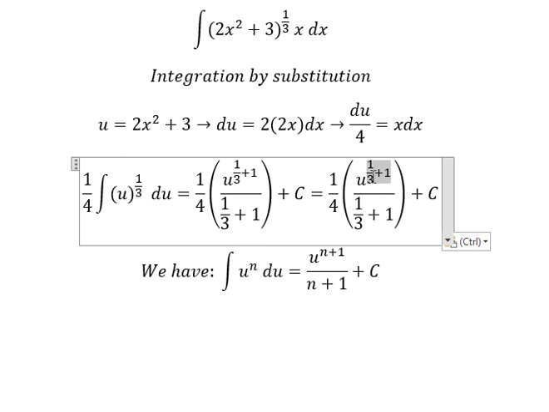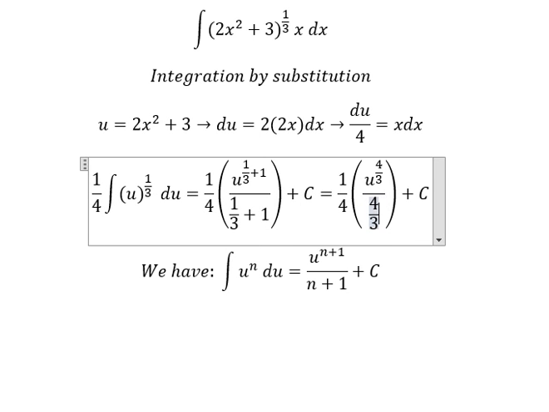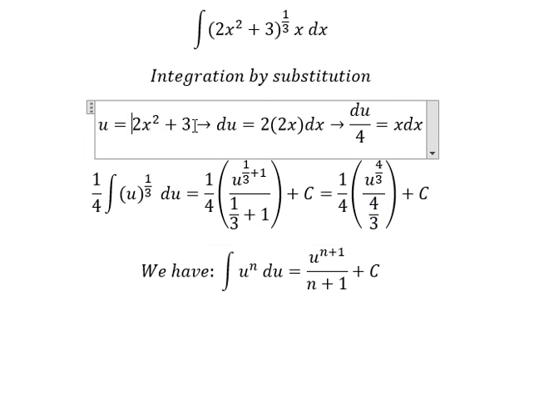This one you get 4 over 3. So about u, that is this one.